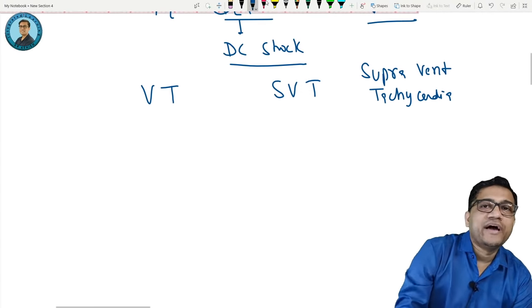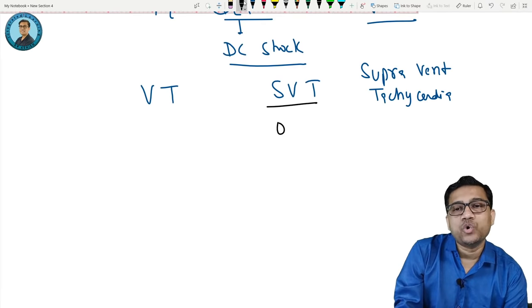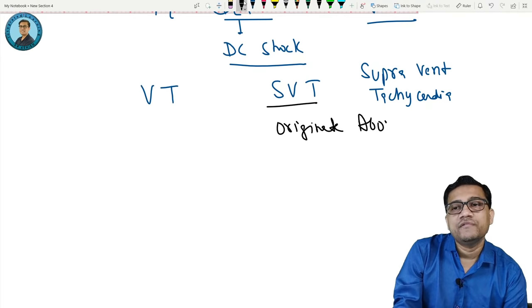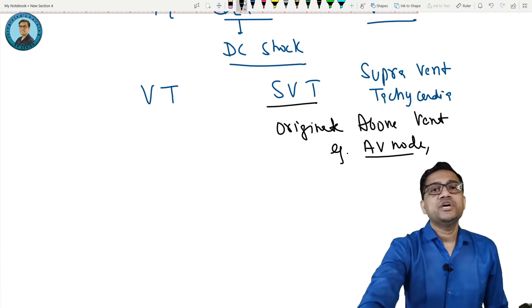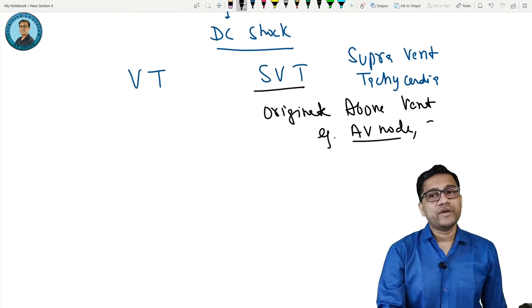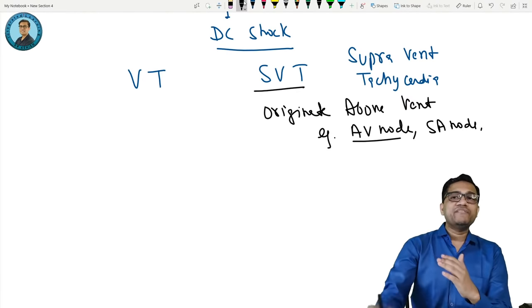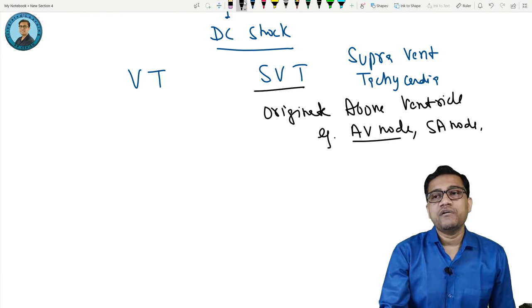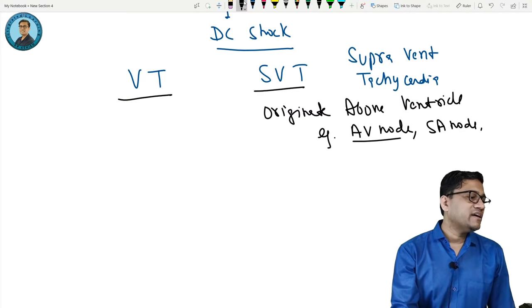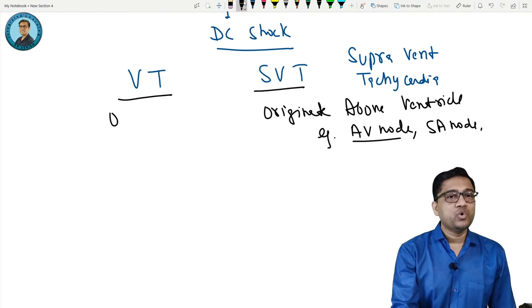So now understand what happens. SVT originates above the ventricles. Example, what? SA node, AV node. Even the SA node can be there, the bundle of His. So anything which is above the ventricle is called what? Supraventricular. VT is in the ventricles itself. So where do they originate? They originate in the ventricles.